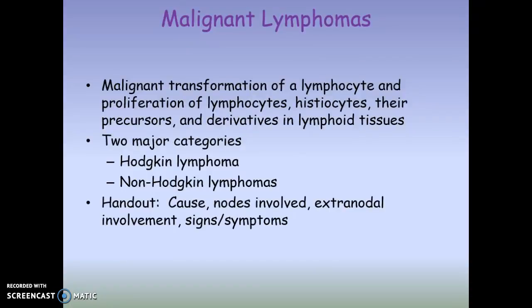The malignant lymphomas are a transformation of a lymphocyte and the proliferation of those lymphocytes. There are two major categories, Hodgkin's lymphoma and non-Hodgkin's lymphoma. So read about these in your textbook. There's a handout that is posted, and it has what you want to know: the cause, the nodes involved, the extranodal involvement if it is or isn't, and then signs and symptoms.